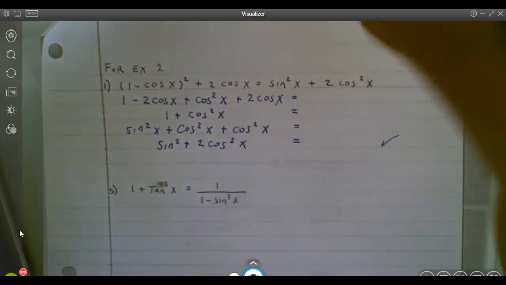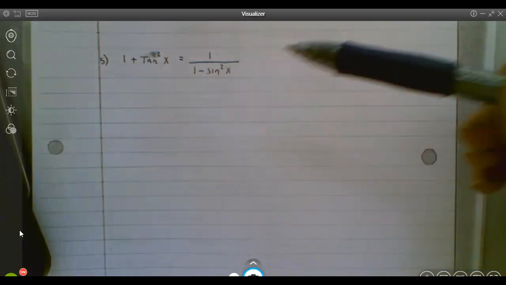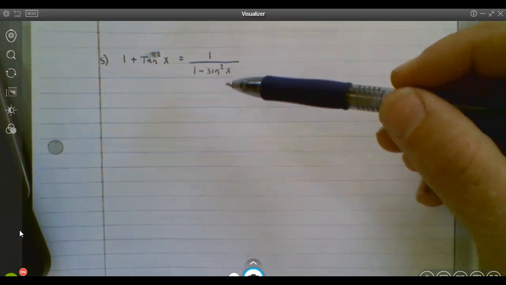Let's try another one down here. So I got 1 plus tangent squared equals 1 over sine squared. Again, which one of those would be more complex? Kind of tough. I mean, this one's written as a fraction, but generally speaking, tangents are more complex than sine or cosine because tangent involves sine over cosine, right? So we know there's multiple functions in there. So I would start by looking at the left side and see if I can make the left side look like the right side.